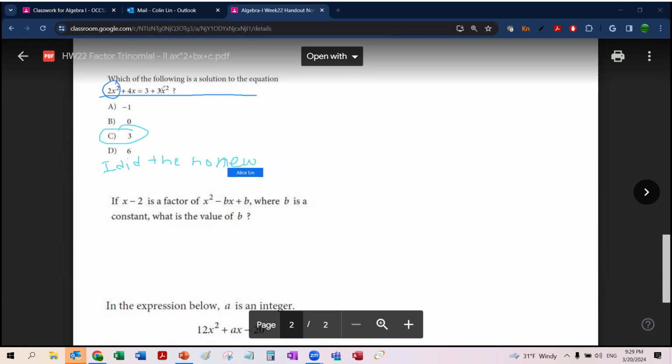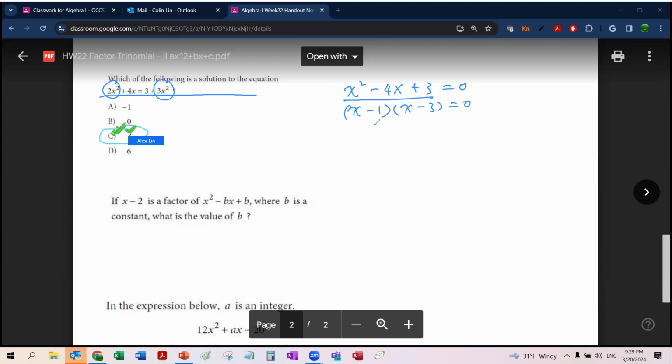So first, simplify. Move x squared, so both sides minus x squared and minus 4x and plus 3 equals 0, right? So this part can be factored into, right? All right, so they can be positive 1 and positive 3.